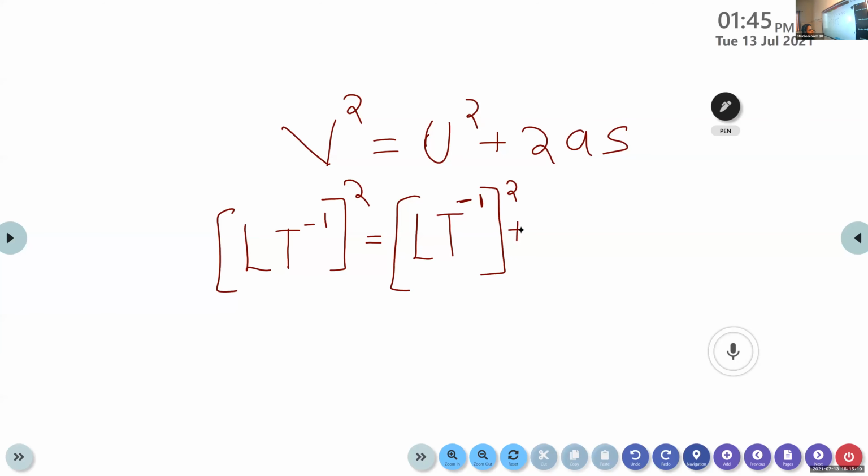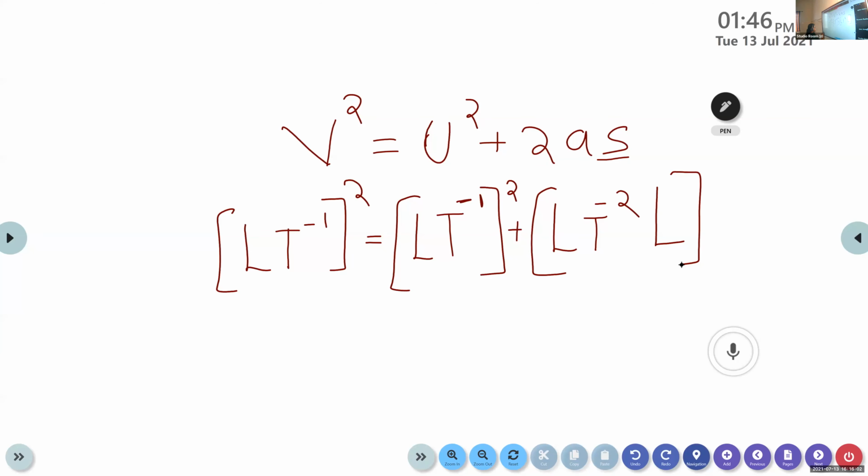What about the dimension of 2? No, there is no dimension for the number 2 because it is a constant. Then what about the dimension of acceleration, a? Dimension LT raised to minus 2. And here we have one more physical quantity, that is displacement, with dimension L. So this is the dimension of the third term: LT raised to minus 2 times L.